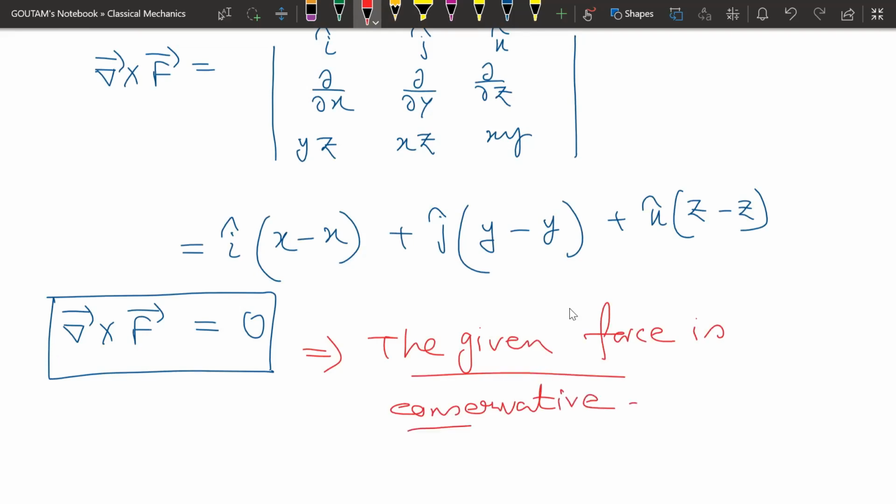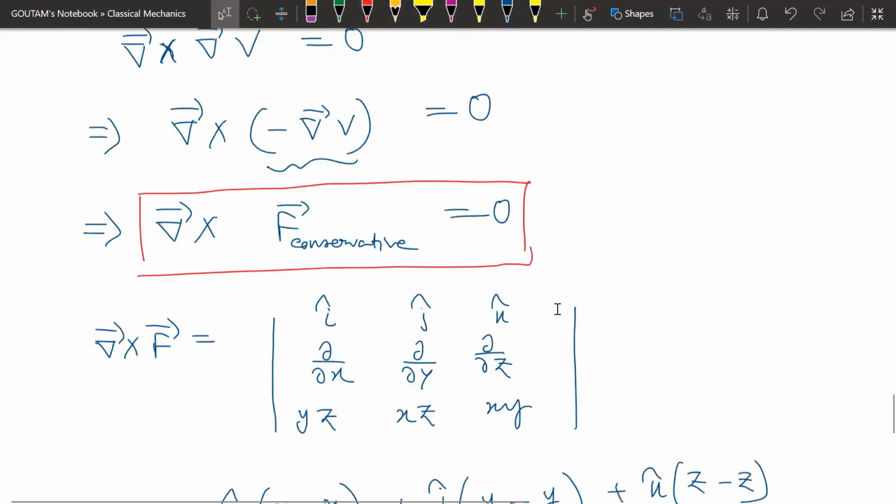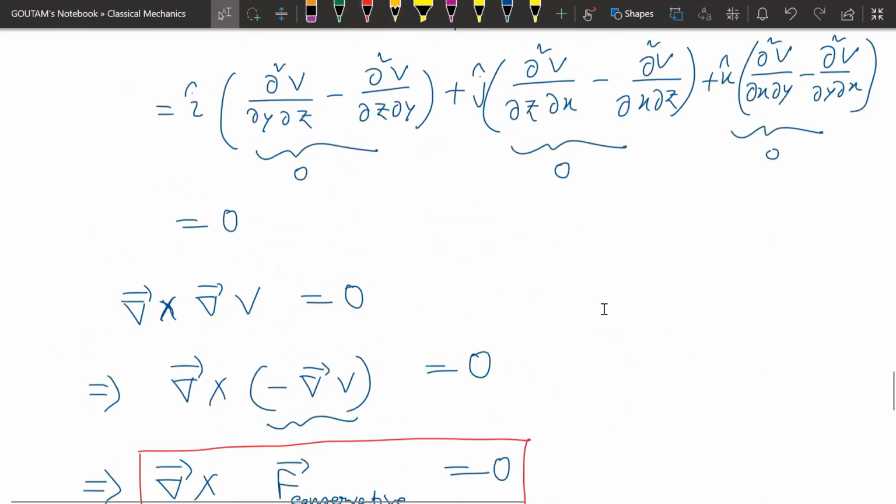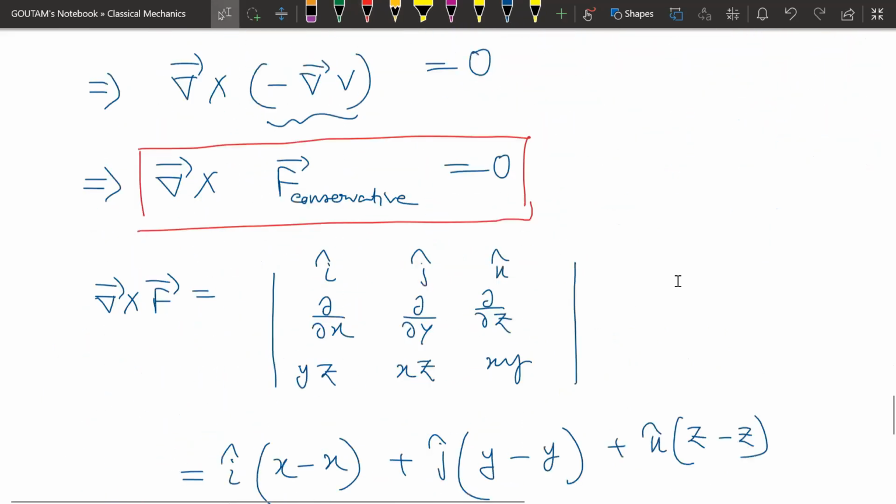Okay, so it's a very easy process. It's a very easy method to check whether a force is conservative or not. We just need to calculate its curl, and we can conclude from there whether it is conservative.